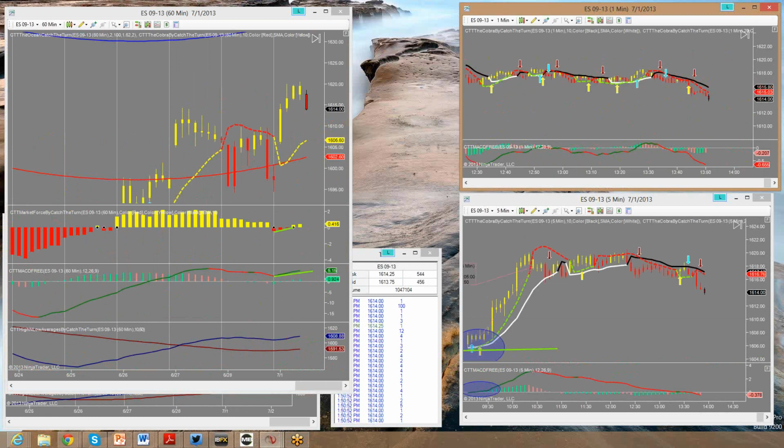Some people say the entry is the easy part. For me, entries are a little tricky. I think it's easier to manage a trade once you're in it, because now it's just a matter of letting it work out, sitting on your hands and doing that.